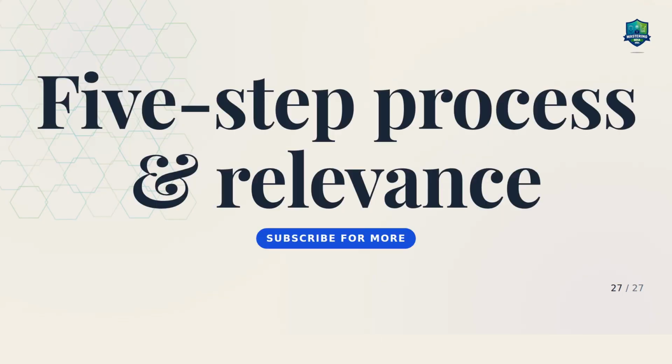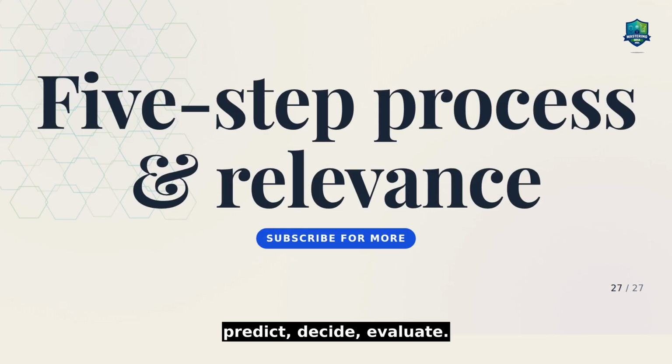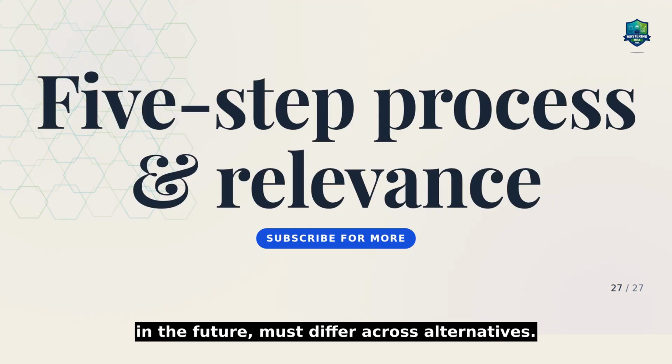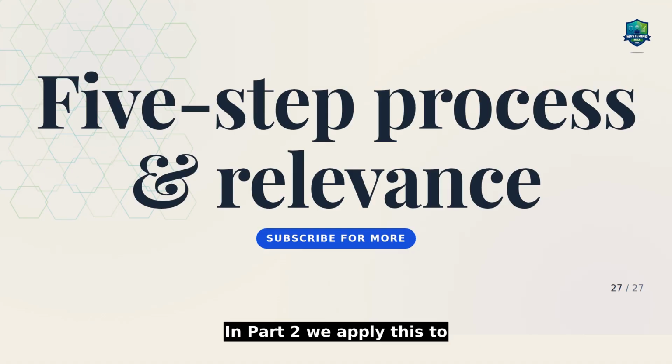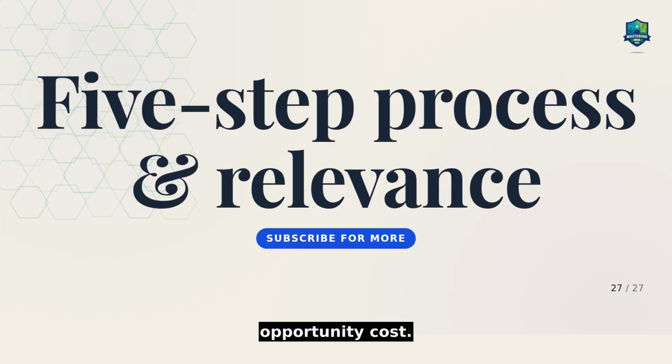To recap, the 5-step decision process: identify, gather, predict, decide, evaluate. Relevance has two criteria: must be in the future, must differ across alternatives. Past costs are sunk and irrelevant, even when they look like they should matter. Per unit fixed cost data misleads at new volumes. Work in totals on fixed costs. In part 2, we apply this to make or buy decisions and add the concept of opportunity cost.